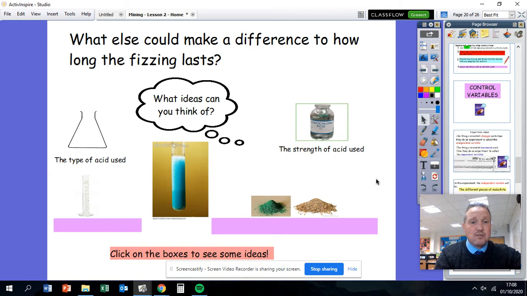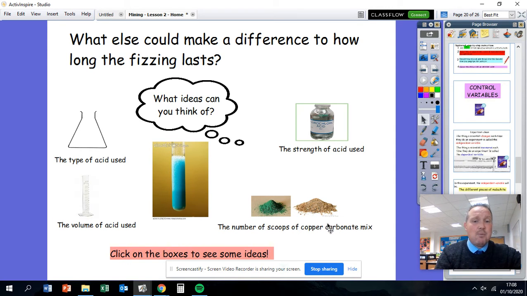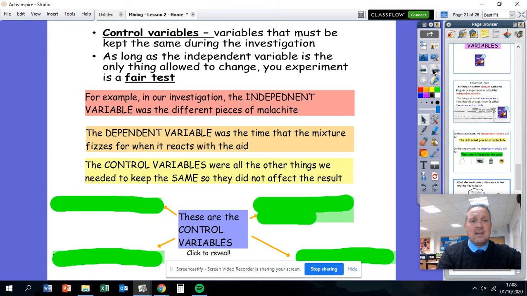What about if I'd used a different strength of acid? What if I'd used a different volume of acid? Or maybe I put a number of different scoops of malachite in. Now, all those things could have made a difference to my result, so I need to make sure I don't change any of them. The things that a scientist needs to keep the same in an experiment so that they don't affect the results, those are called the control variables.